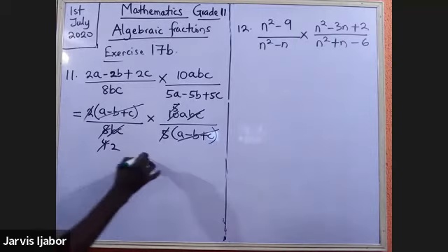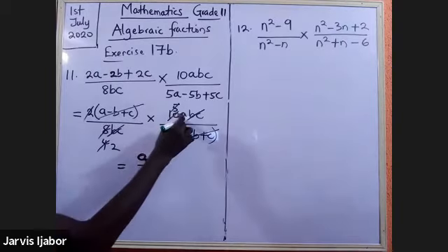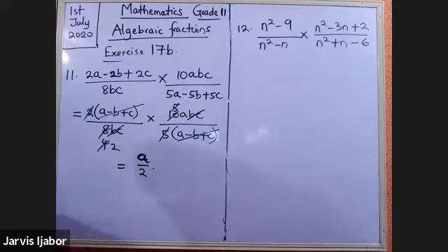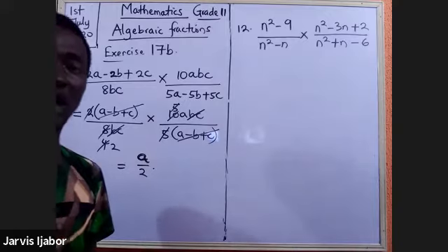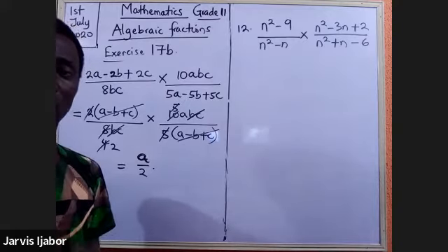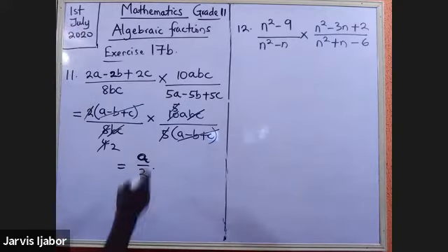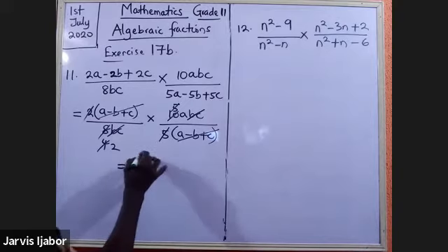A over 2. A be what is left over 2. Now, questions like this, like I've said, you need to be very, very careful so that your error rate will be very minimal. So that's A over 2. Let's write that very well.